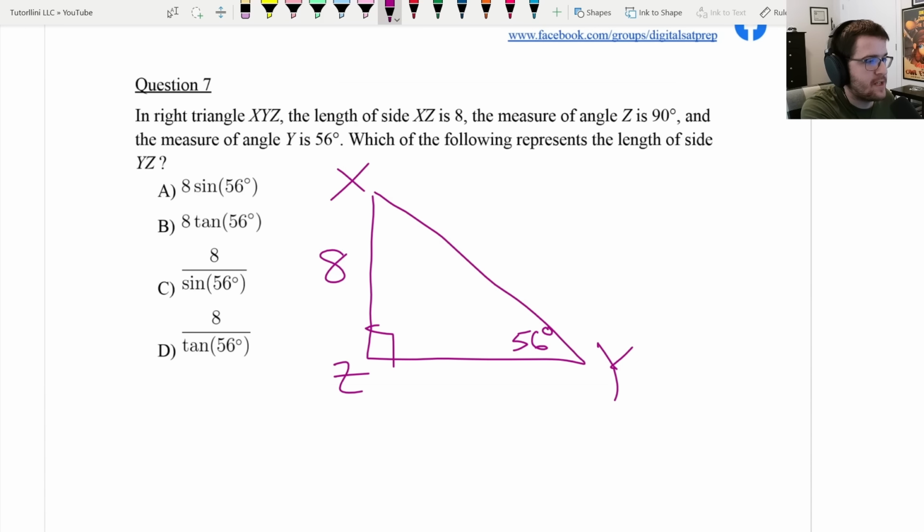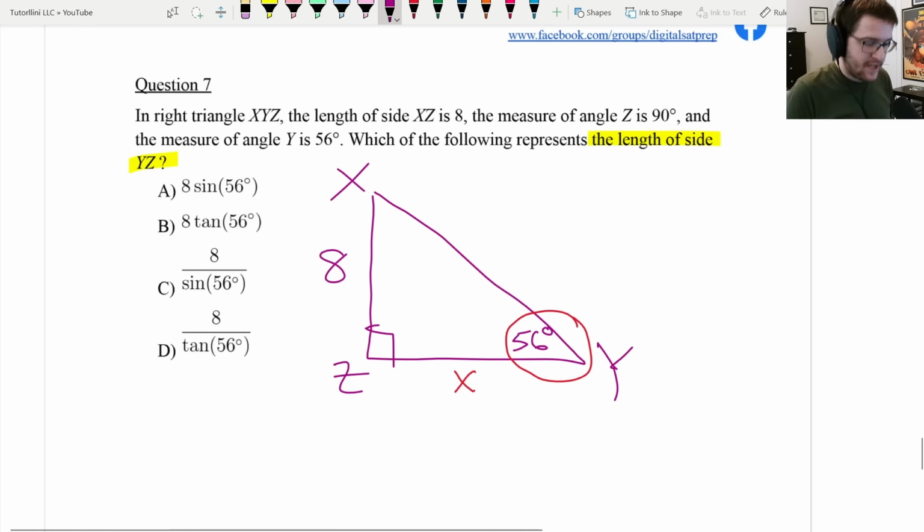And which of the following represents the length? This is really important. Side YZ. So why don't we call that x? And I'm also going to circle this angle. You could go and find the other angle, but you'll see by looking at the answer choices, and in most standardized tests in general, they just want you to use the angle they gave you.